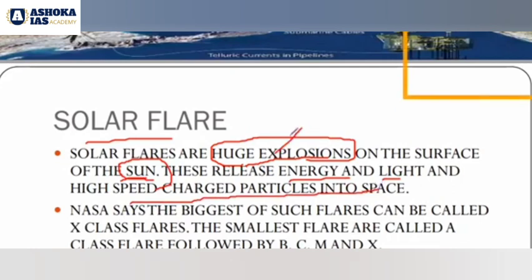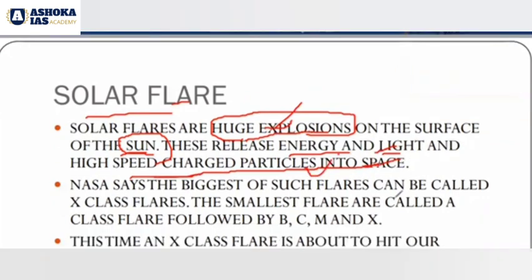After these huge explosions, called solar flares, the sun releases the energy from the explosion in the form of light and high-speed charged particles, called plasma. It will be released into space from the sun.